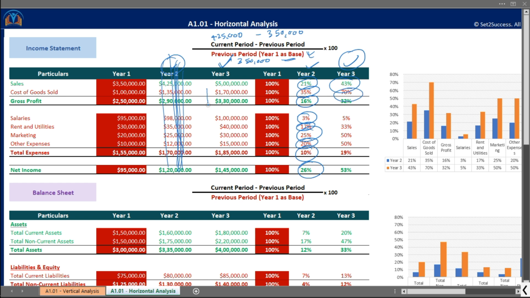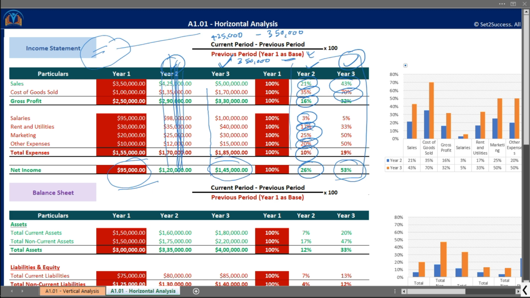So this way you can do it for salaries, for gross profit, for rent and utilities, for marketing, other expenses, total expenses, for net income. For net income, what we do, we take 145,000 minus 95,000 by 95,000, you get 53%. So this way we have converted our income statement using horizontal analysis in the form of percentages.